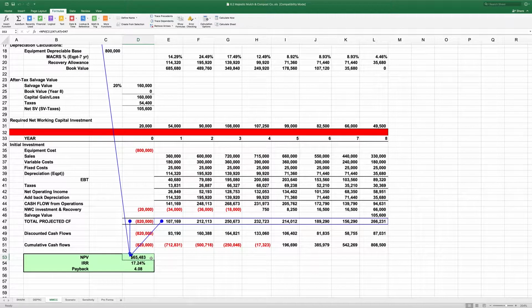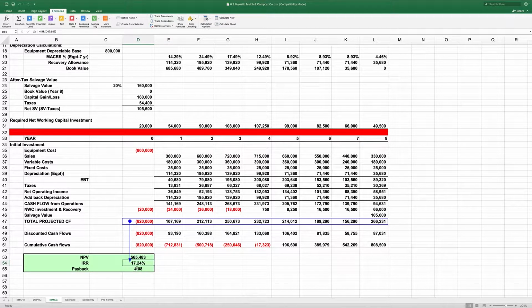Next we're looking at the internal rate of return. Internal rate of return is pretty straightforward: IRR, equal to IRR, parenthesis, D47 up to L47, all those numbers. It gives you the number 17.24.